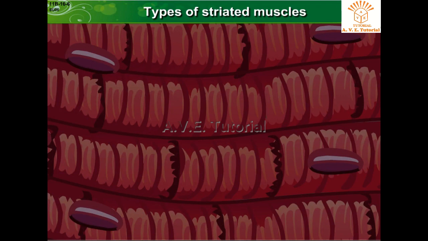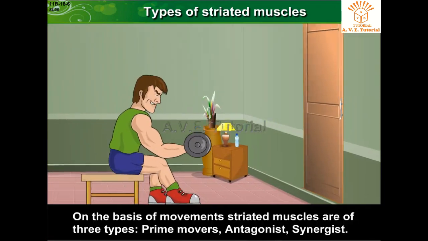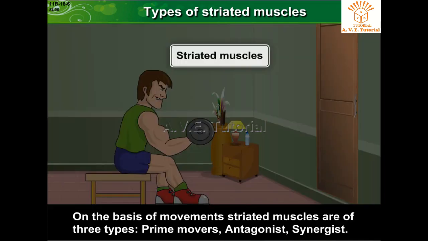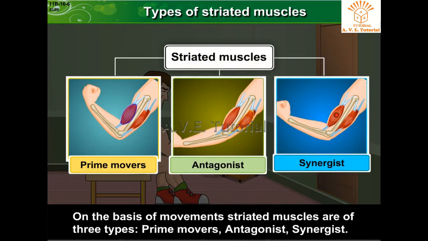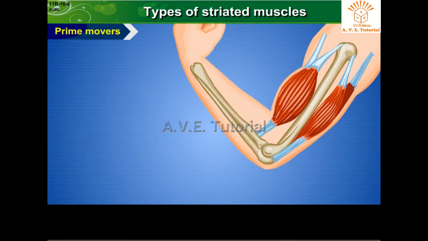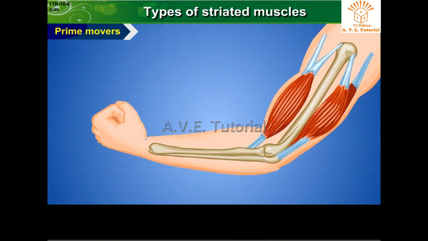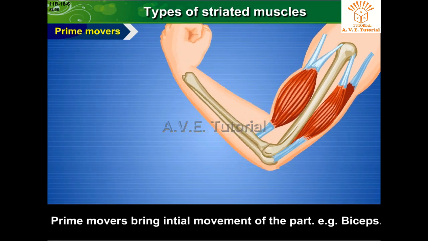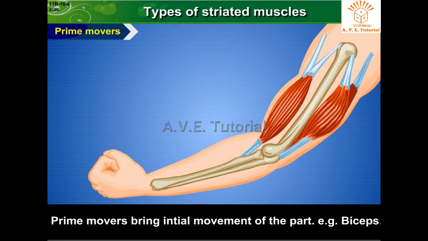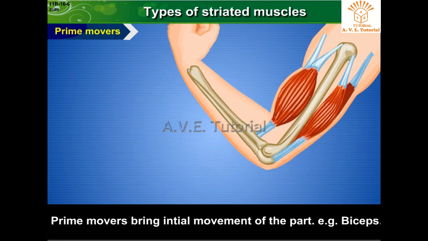Types of striated muscles. On the basis of movements, striated muscles are of three types. First, prime movers or agonist. They bring initial movement of part. For example, biceps.